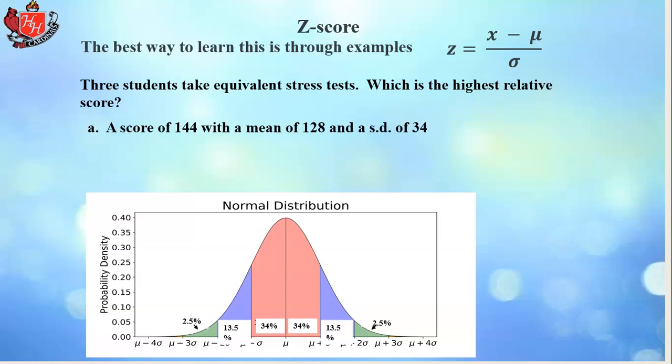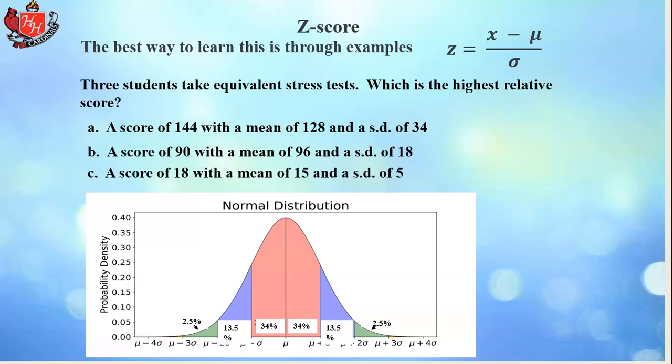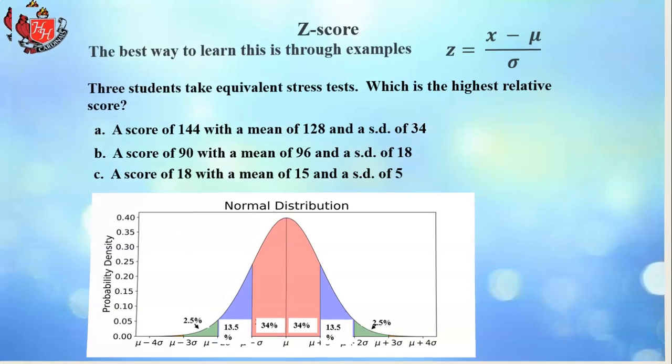So here's the first one, a score of 144 with a mean of 128 and a standard deviation of 34. So this is pretty simple. You just plug the numbers into that equation. Here's the second one, a score of 90 with a mean of 96 and a standard deviation of 18. And finally, a score of 18 with a mean of 15 and a standard deviation of 5. So we'll just take them one at a time and figure out the z-score for each of those.